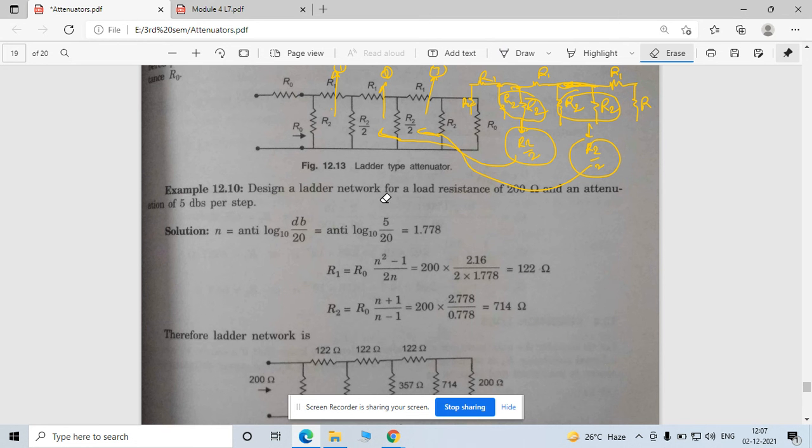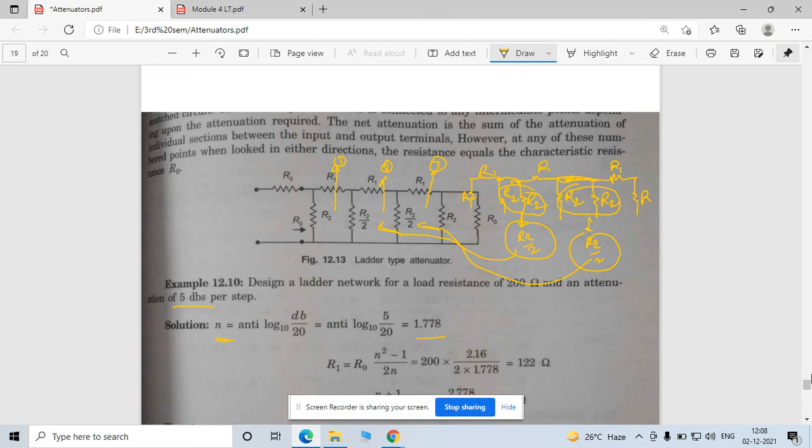Design the ladder network for a load resistance of 200 ohm and an attenuation of 5 decibel per step. So you can easily find out this n. What is the value of n you will get from this? 1.778. And what is the value of R1? R1 you can easily find out from this.